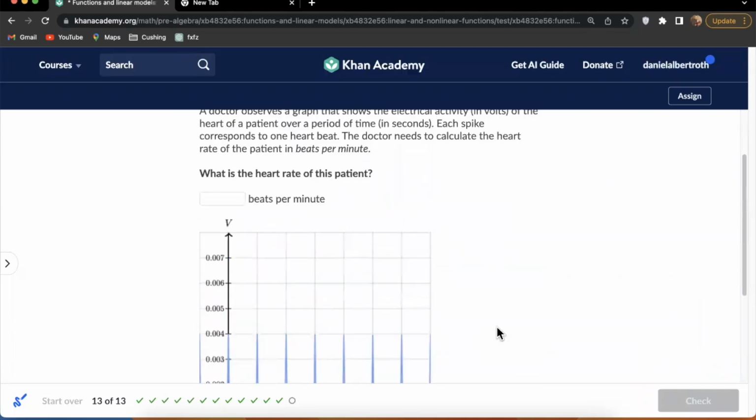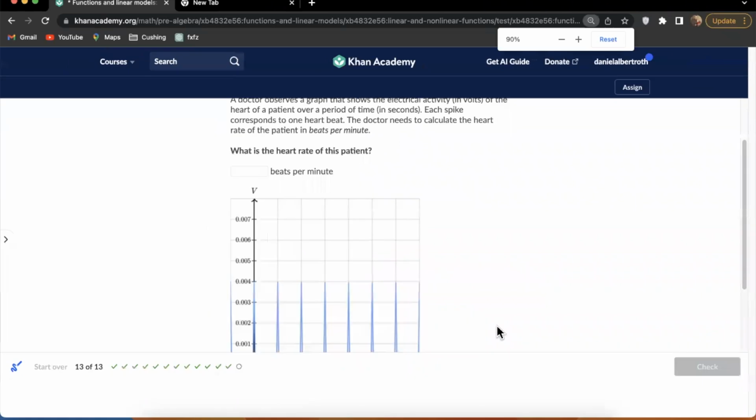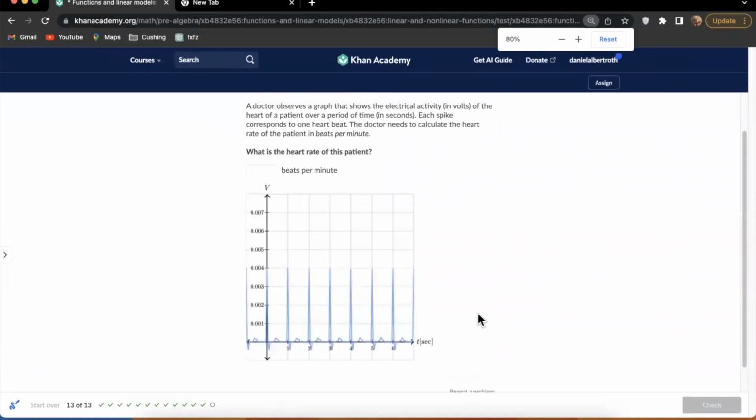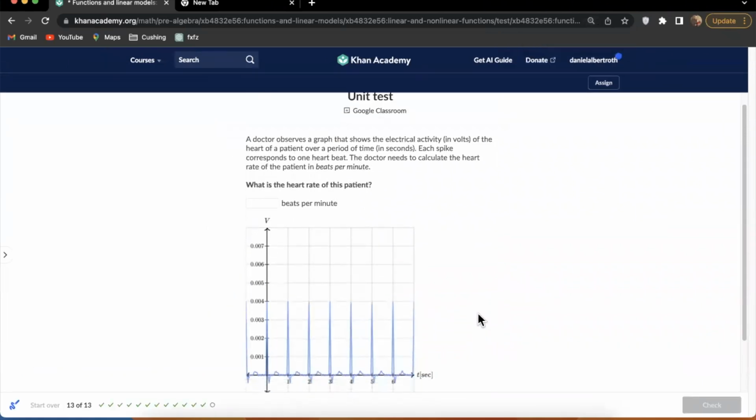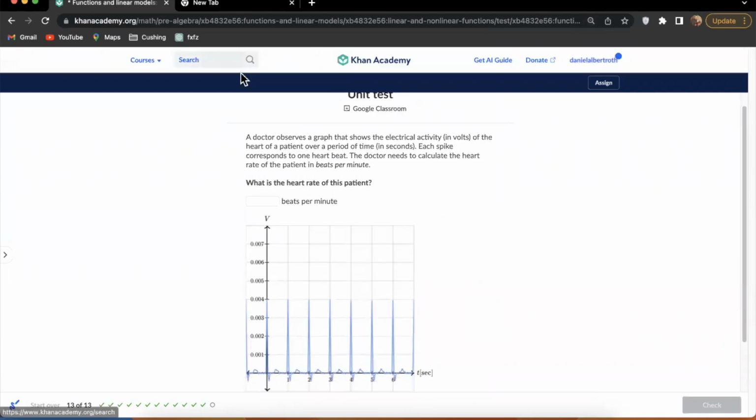Let's take a look here. So, a weird little graph with beats per minute, it looks like, over time. It says a doctor observes a graph that shows the electrical activity in volts of a heart patient over a period of time in seconds. Each spike corresponds to 1 beat. The doctor needs to calculate the rate of the patient in beats per minute.